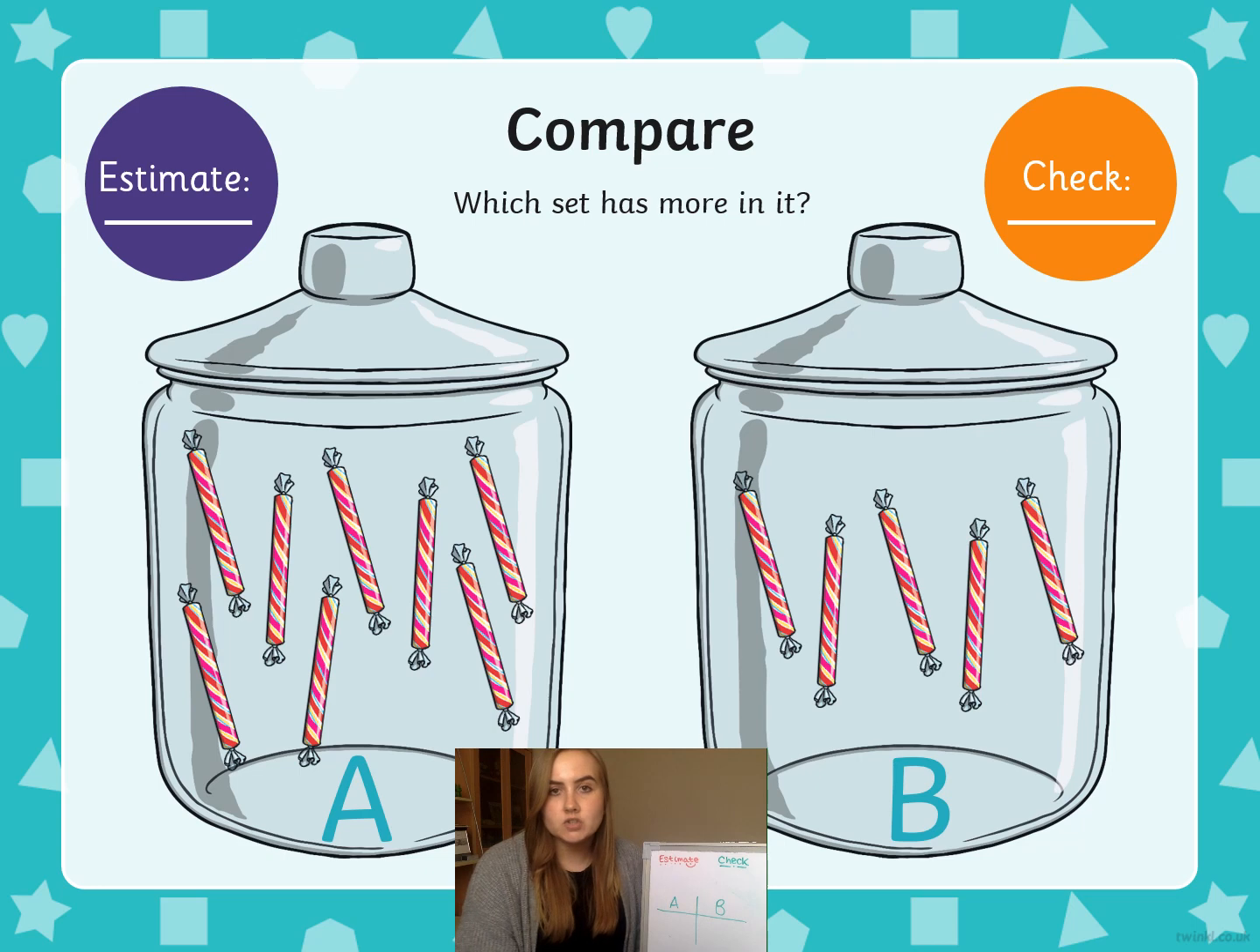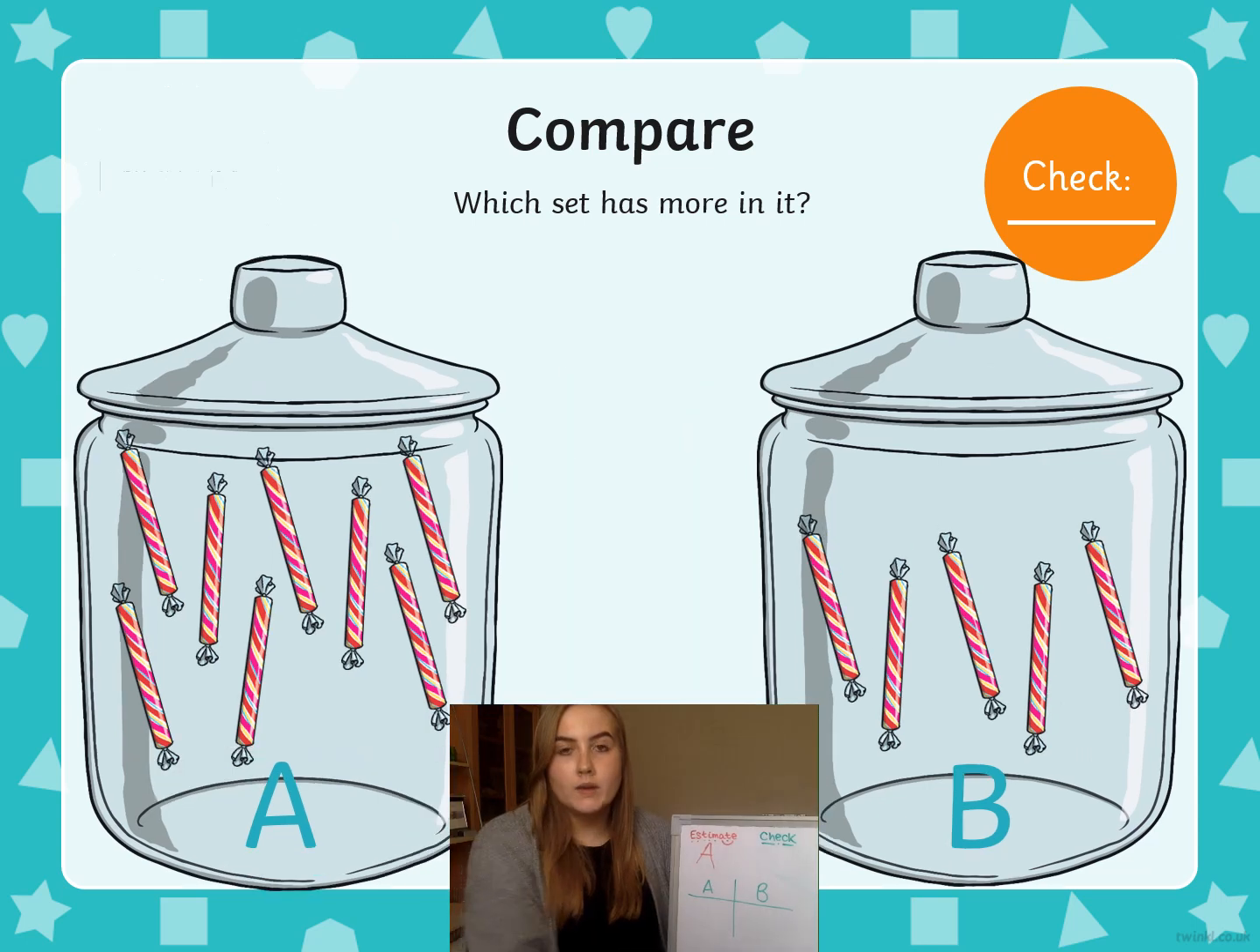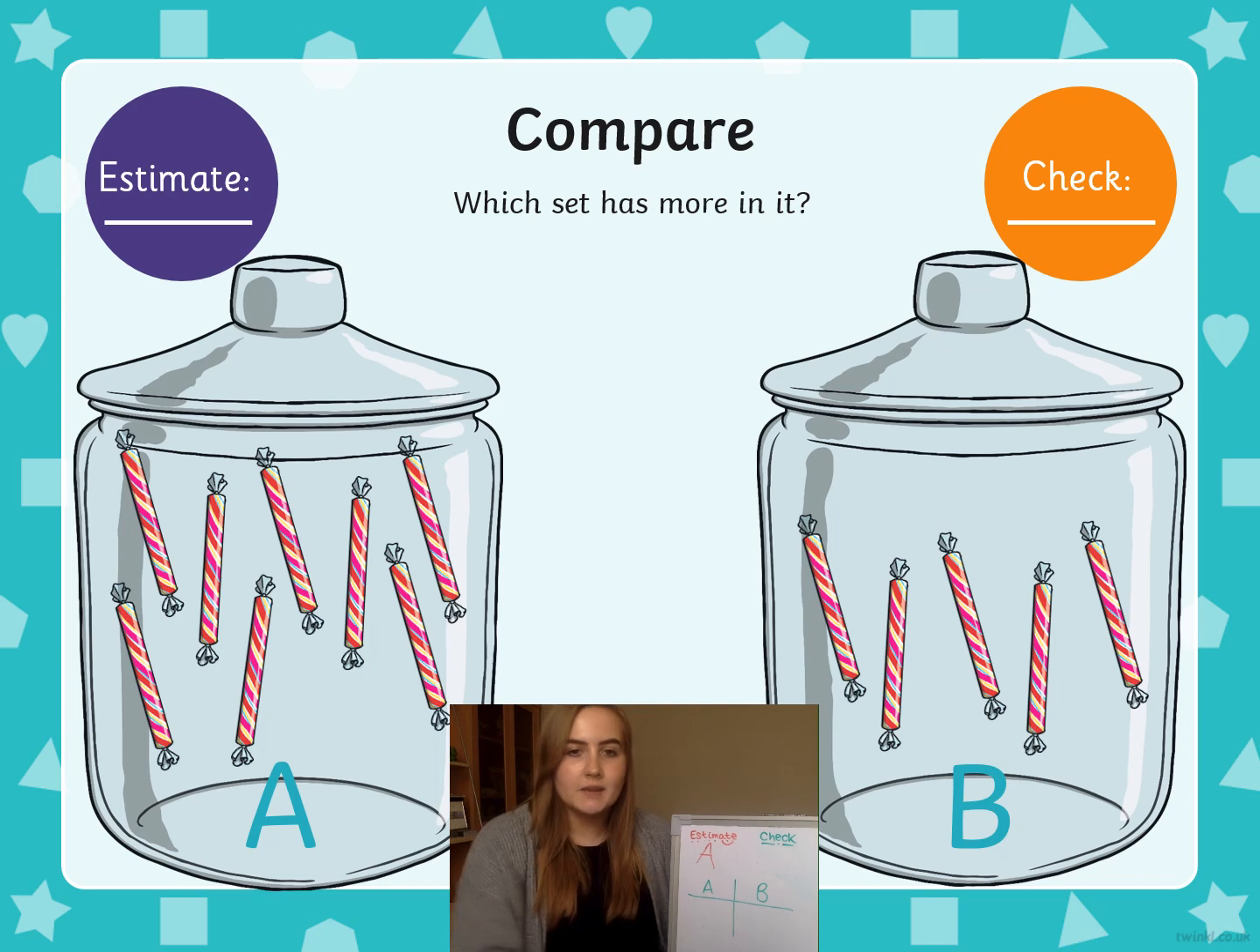Now looking at these jars, I would like you to estimate which one has more in it, jar A or jar B. I don't want you to count how many there are in there, I just want you to look at the picture and say whether jar A or jar B has more sweets in them. When comparing these jars, I estimated that jar A had more sweets in them.